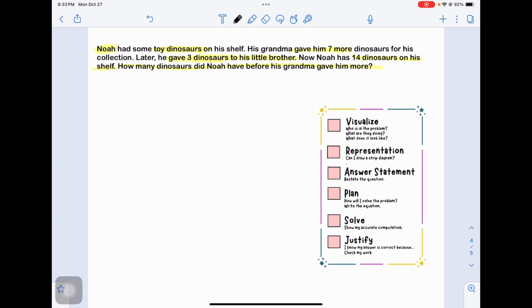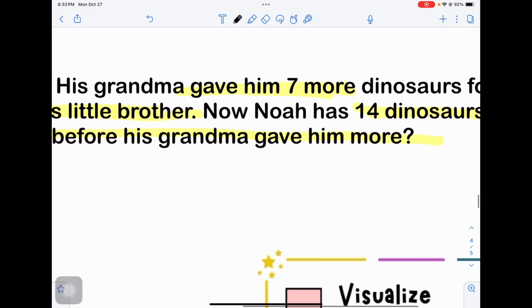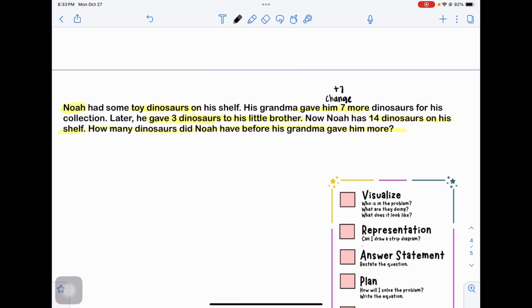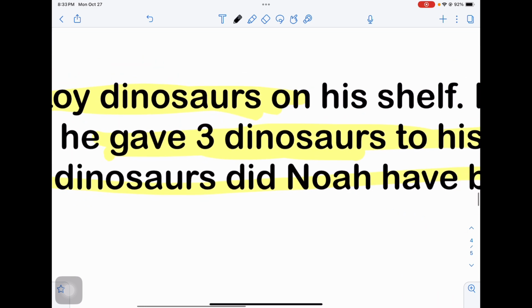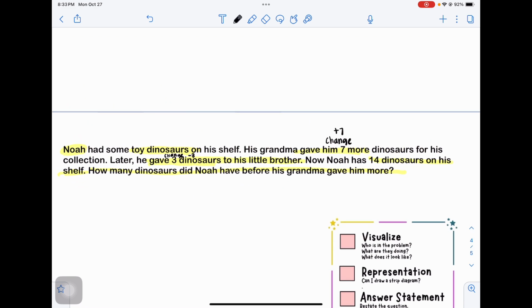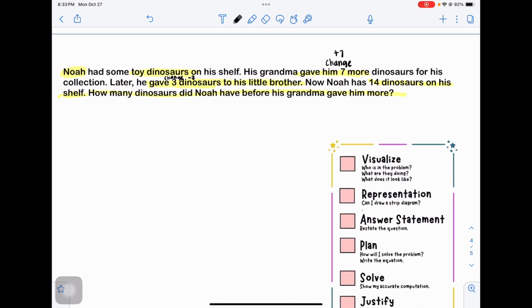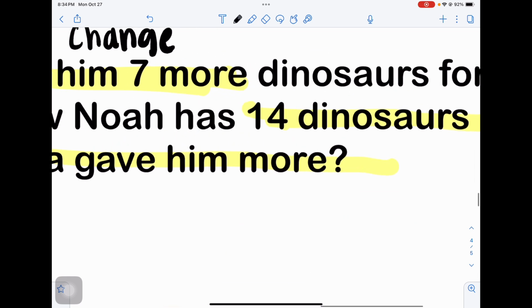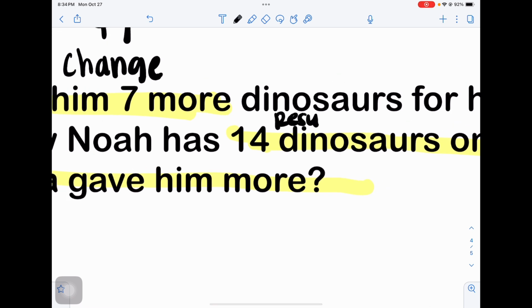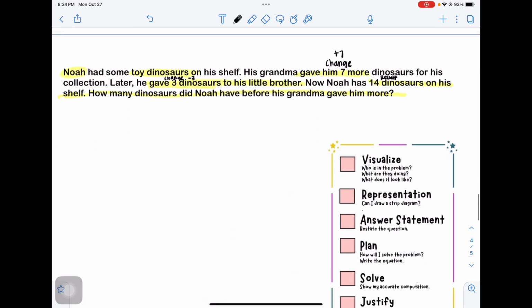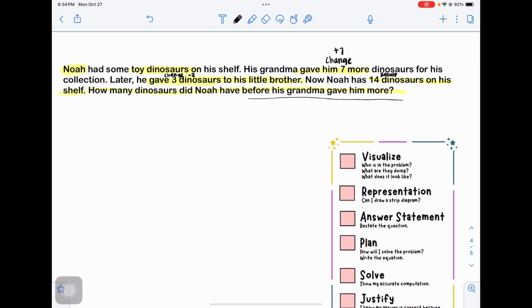Okay, but we do know the other parts. His grandma gave him 7 more dinosaurs. So that's one of our changes. Gave him 7 more, so plus 7. Later, he gave 3 dinosaurs to his little brother. Again, we have a change, and this is minus 3. We're subtracting, we're giving it away. Now Noah has 14 dinosaurs on his shelf. This is our result. This is our total. How many dinosaurs did Noah have before his grandma gave him more? So we don't know our start.